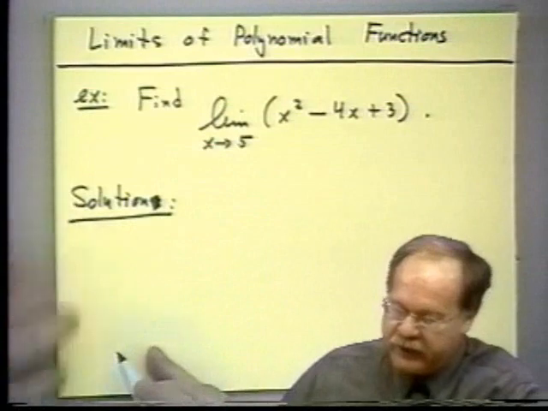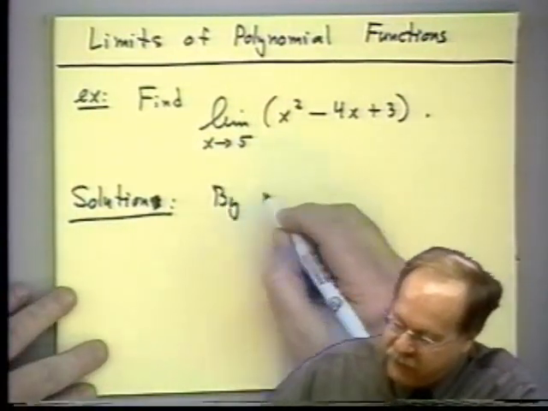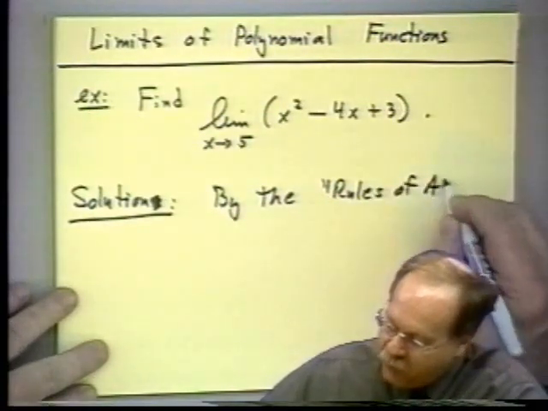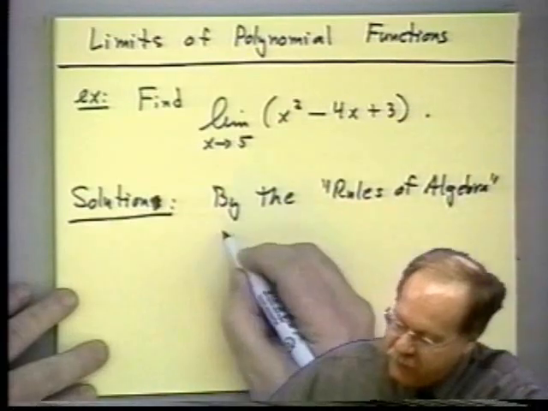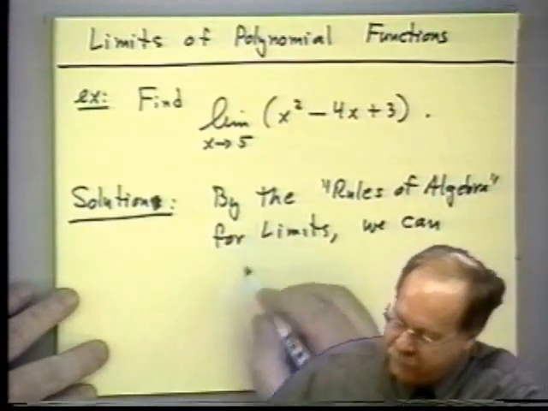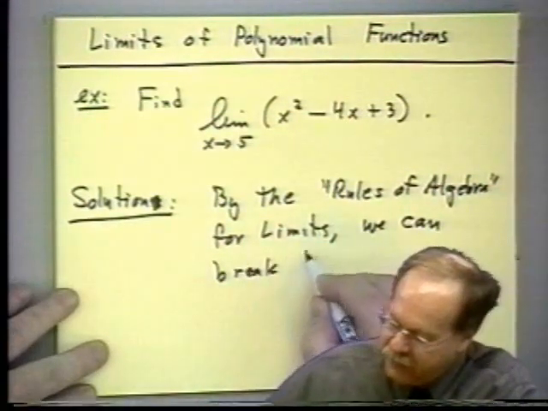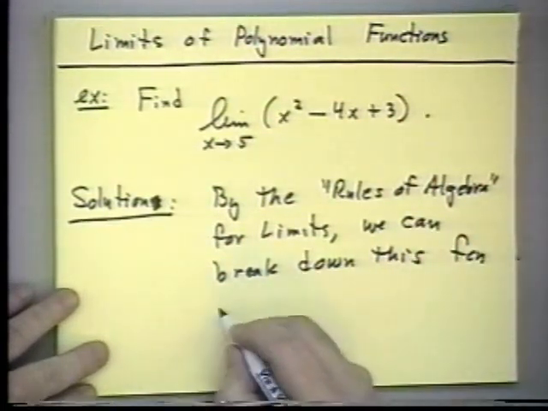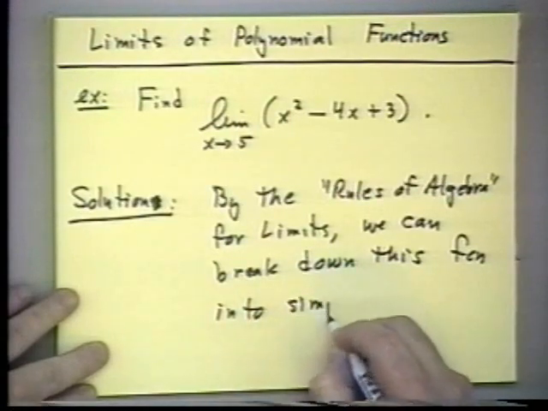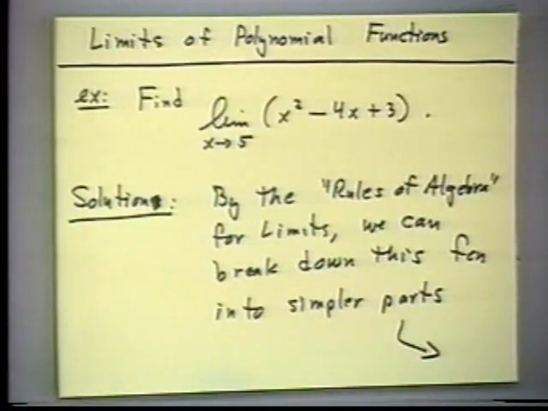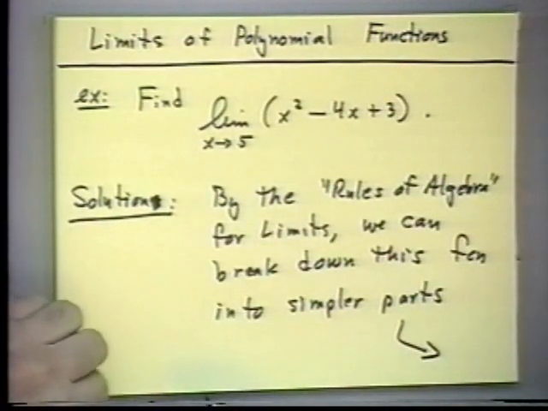So, solution, we just have one solution. By the rules of algebra for limits, which we talked about previously, we can break down this function into simpler parts. And once they're simple, we hope we'll be able to take the actual limit using our basic limits or using one of the properties we've learned.